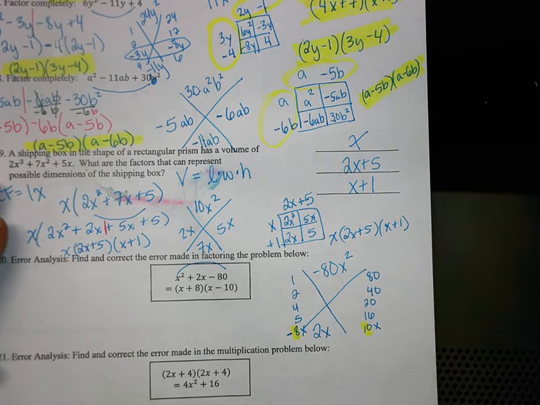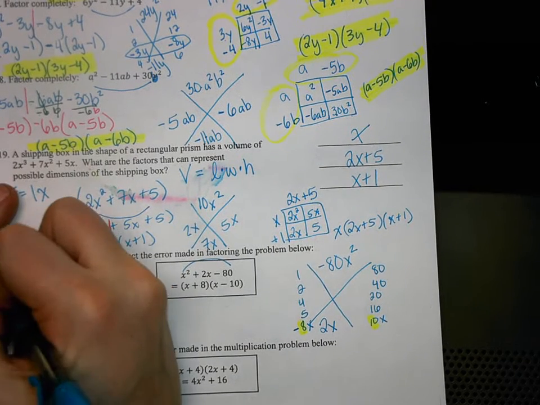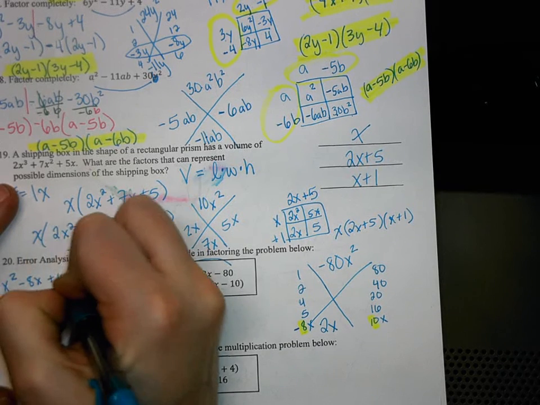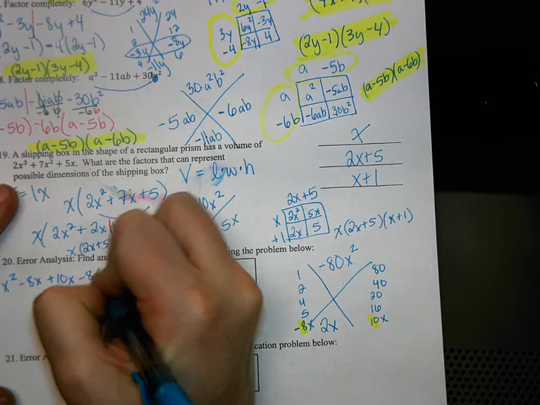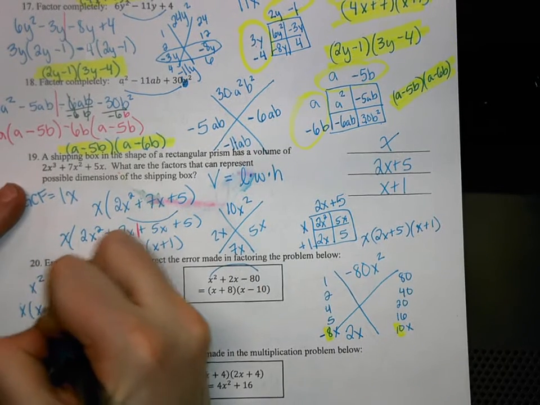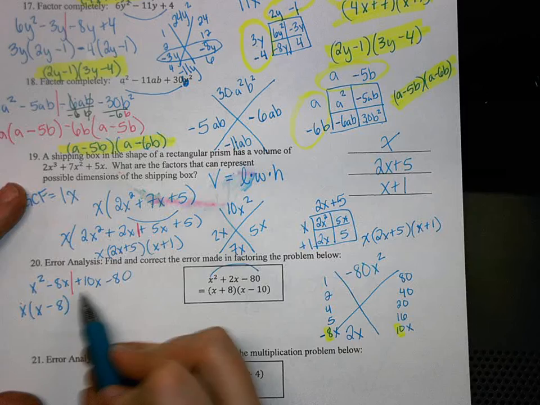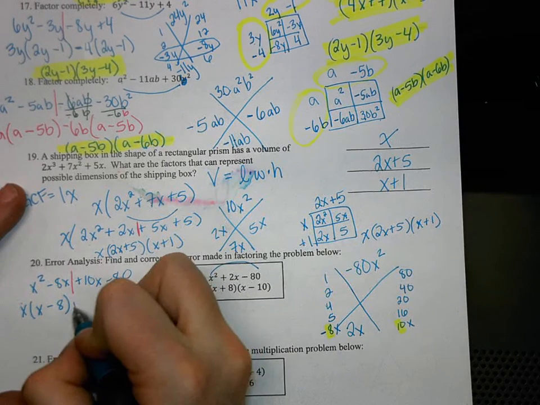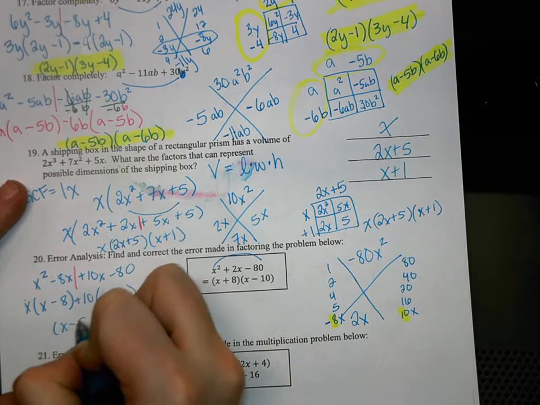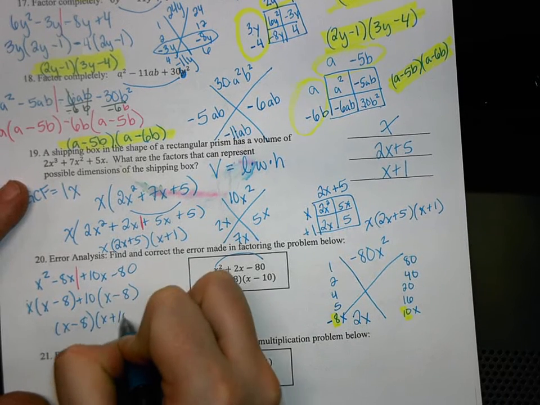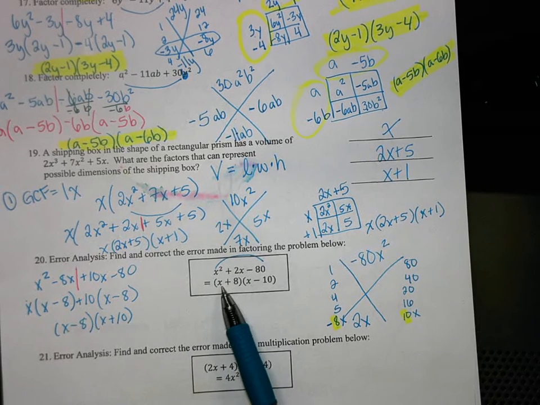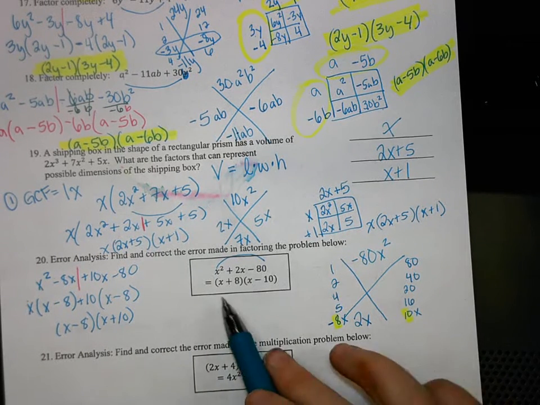So I'm going to factor by grouping: x squared minus 8x plus 10x minus 80. I split these. My greatest common factor is x, and I'm left with x minus 8. My greatest common factor here is 10, and I'm left with x minus 8 again. So x minus 8 and x plus 10 is my solution. Notice here, they got a positive 8 and a negative 10.